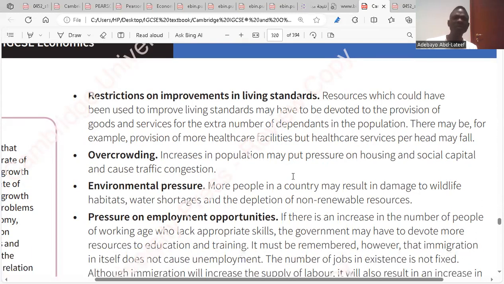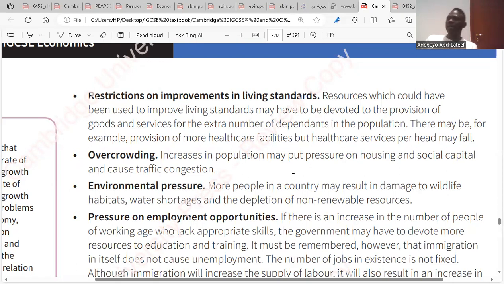Two, restrictions on the improvement in living standards. Resources which could have been used to improve living standards may have to be devoted to the provision of goods and services for the extra number of dependents in the population. There may be, for example, provision for more healthcare facilities. So when the population starts increasing, resources have to be devoted to providing goods and services for the increasing population. Do you get it?